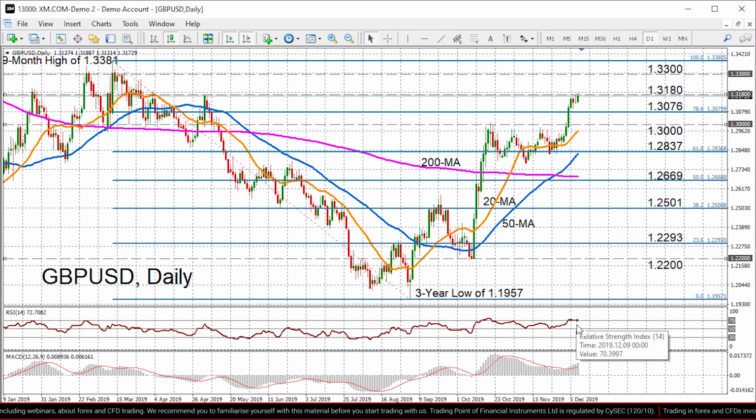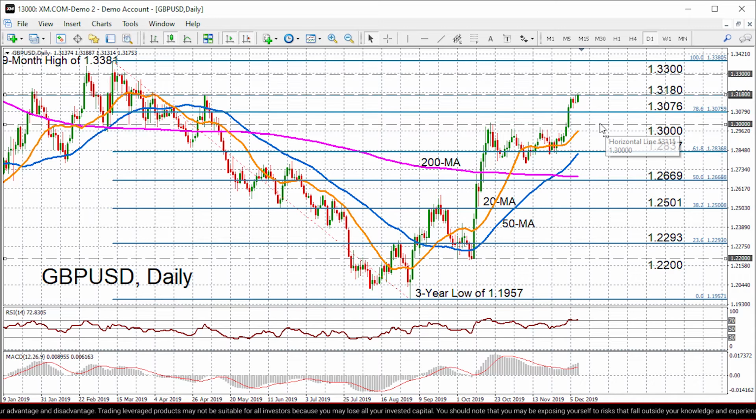RSI is just at the overbought level around 70. The MACD histogram you can see is still climbing. So if prices were able to break above that resistance barrier, the next resistance would come at the 1.33 handle before challenging that 9 months top of 1.3381 from back in March of this year.